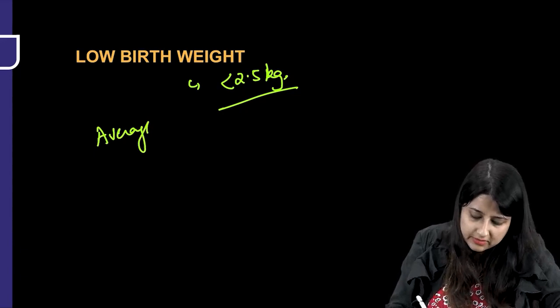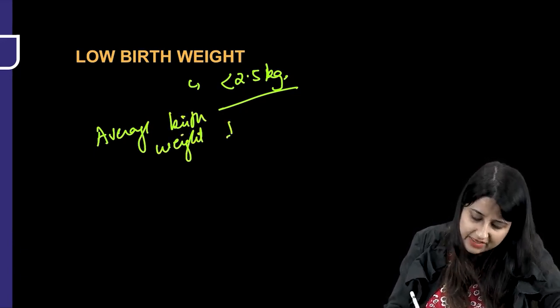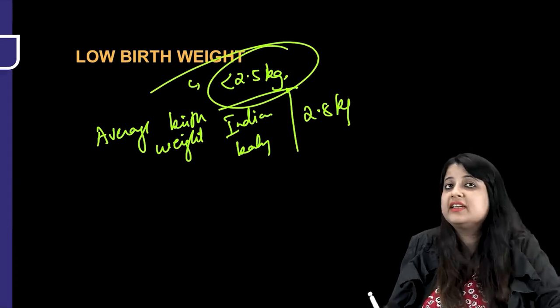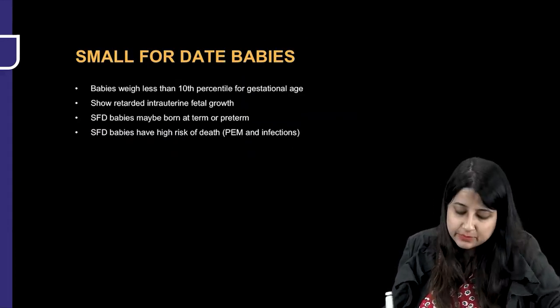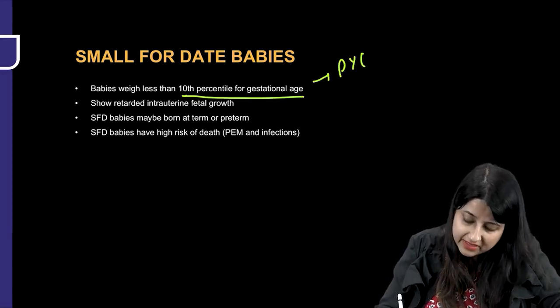Average birth weight of Indian babies, how much is it? Average birth weight of an Indian baby is, please remember, 2.8 kg, and low birth weight is below 2.5 kg. Small for date baby is birth weight less than 10th percentile for gestational age. This is also a PYQ.